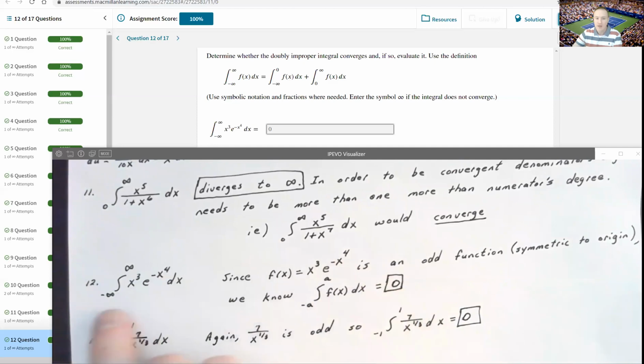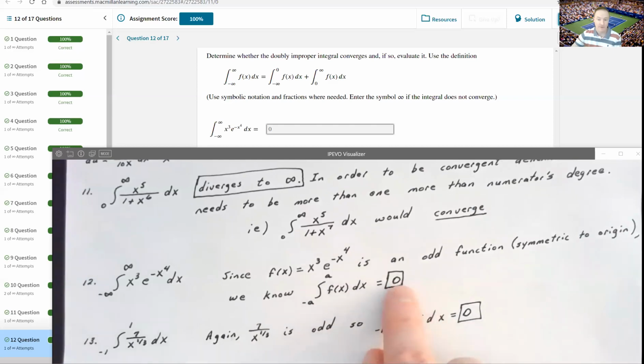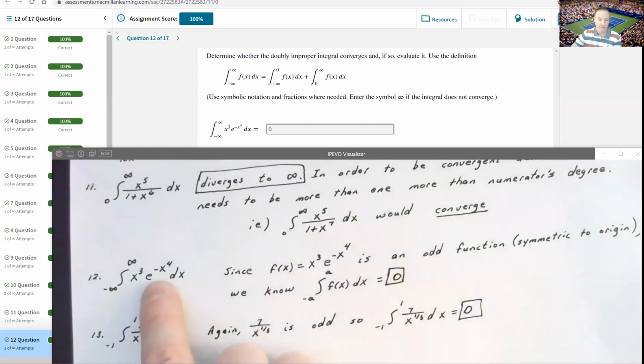Period, end of story. So it's just like if I would ask you the integral from negative 10 to 10 of x cubed. You say, well, the area from negative 10 to 0 is going to counteract the area from 0 to 10, because it's going to be equal and opposite. For the exact same reason that would give you an integral of 0, this one does as well.